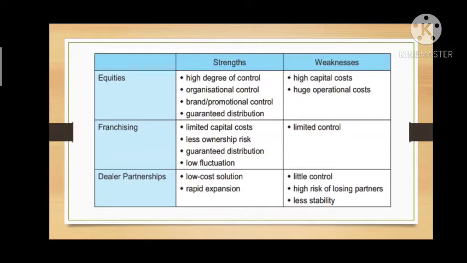Franchising strengths: limited capital costs, less owner risk, guaranteed distribution, low fluctuation. The weakness is limited control. Dealer partnership strengths: a low-cost solution and rapid expansion. The weaknesses: little control, high risk of losing partners, and less stability.